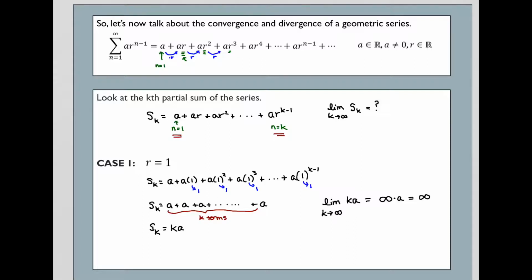And if our kth partial sum goes to infinity, this sequence of partial sums goes to infinity, what does that tell us about our series? That tells us that our corresponding series does what? It diverges. So let me write down our series, n equals 1 to infinity, a r to the n minus 1. Specifically, in the case where r is 1, this geometric series diverges, and it diverges because the sequence of partial sums associated to it also diverges.